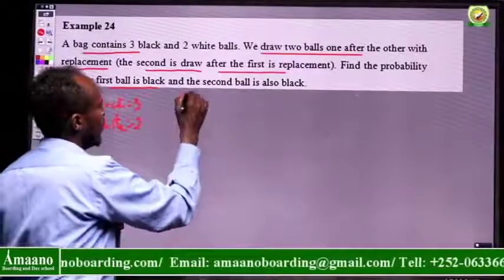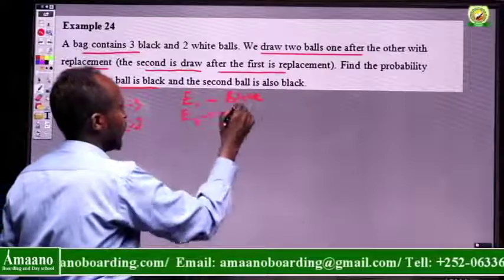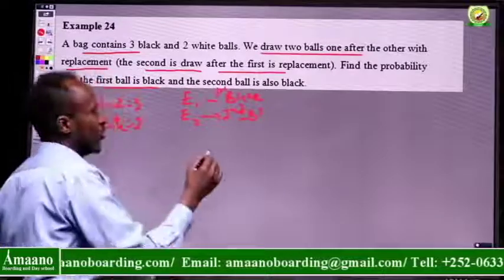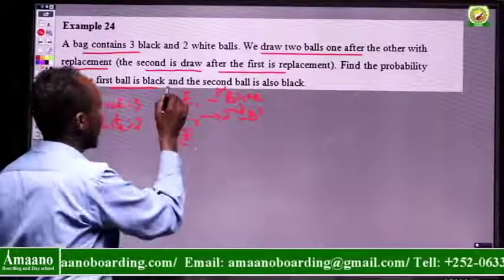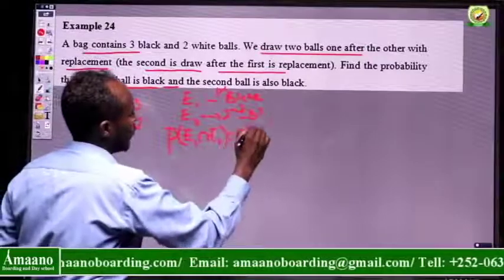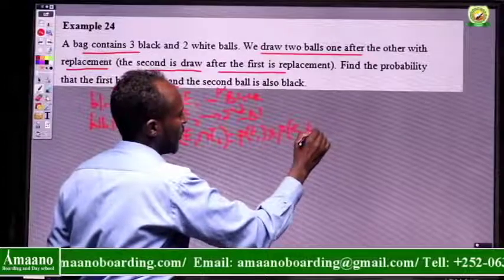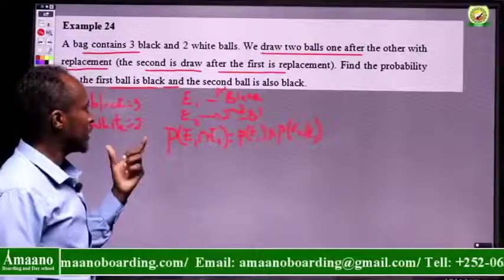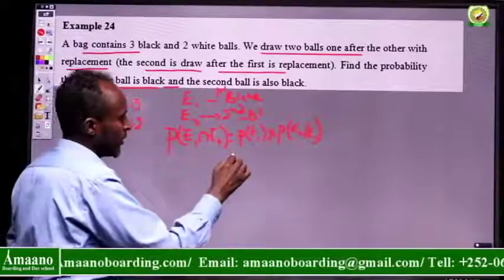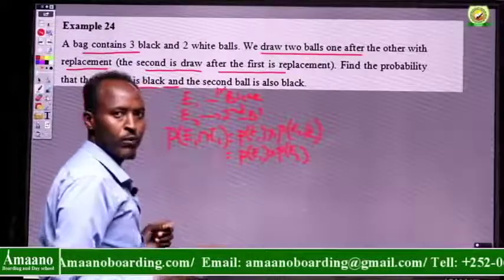Look in here. Let E1 be the probability of getting the first black ball, and E2 be the probability of getting the second black ball. We are asked to find the probability of E1 intersection E2. By the multiplication rule, it is the same as probability of getting E1 first, times probability of getting E2, given that E1 has already occurred. Let us check whether it is dependent or independent. This is independent events because the first one is replaced. Therefore, this is the same as probability of getting E1 first times probability of getting E2. We don't need this part as long as we have independent events.